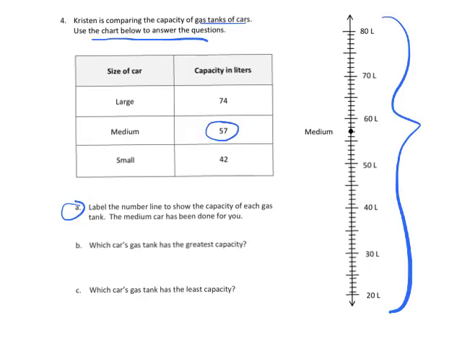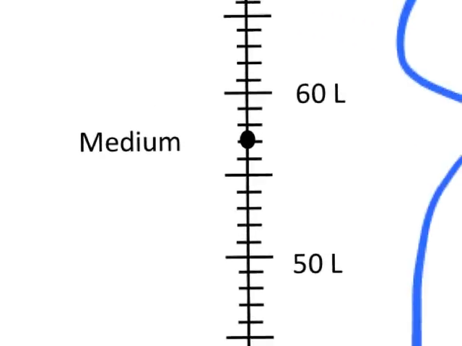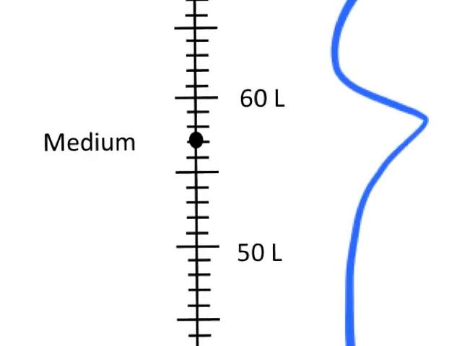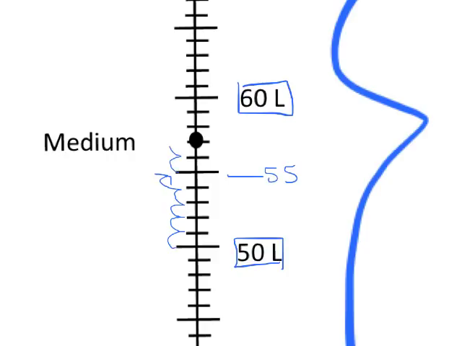So let's see, the medium is 57, and if we zoom in, sure enough, we can see that if this is 50 and this is 60, midway would be 55. And so that means each interval, 1, 2, 3, 4, 5. We're not counting tick marks, we're counting intervals. And then 6, 7. So there's our 57. Sure enough, the medium is 57.